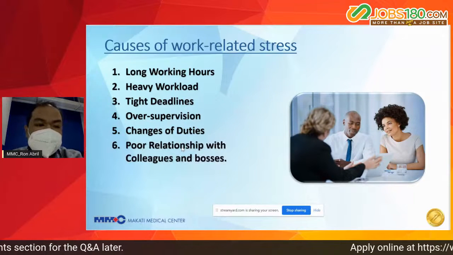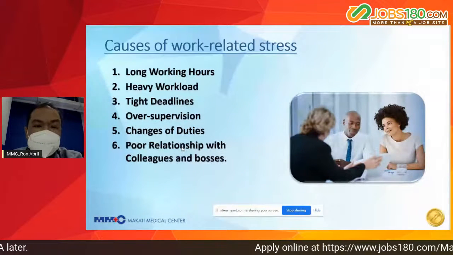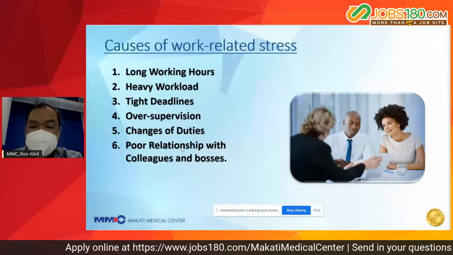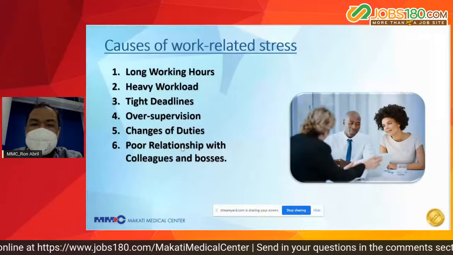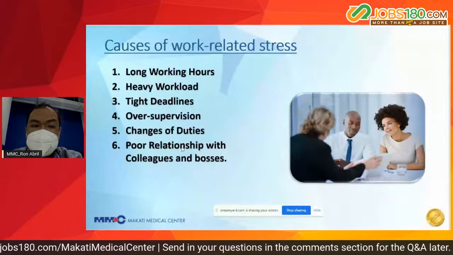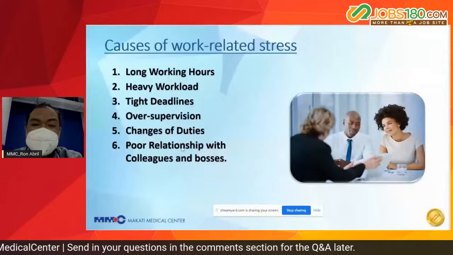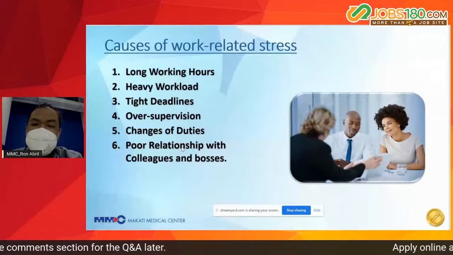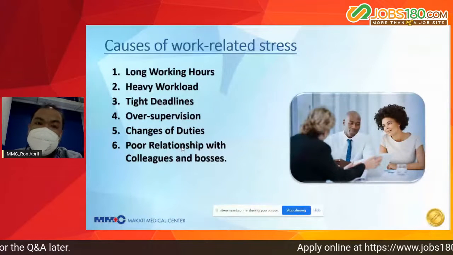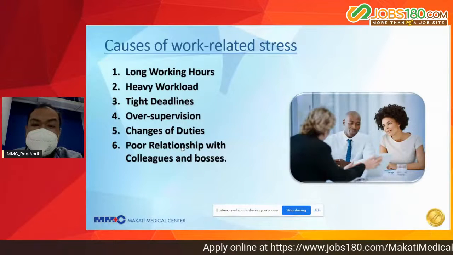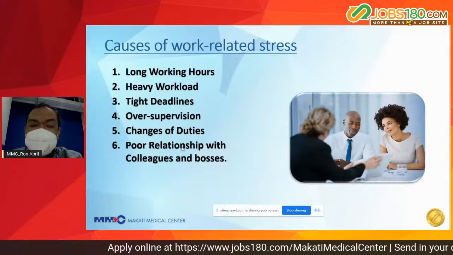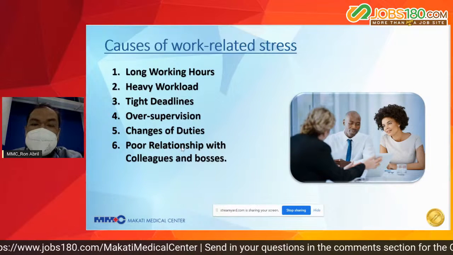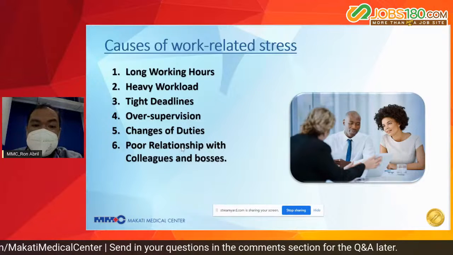So number 6, this is one of the common reasons, poor relationship with colleagues and bosses. So meaning kapag medyo toxic yung environment na ginagalawan natin sa company, hindi okay yung relationship mo sa manager mo or sa mga ka-workmates mo, nag-iiwasan kayo, nagpaplastikan or nagsisiraan kayo. So backstabbing, yan yung isa sa mga pinaka stressful na nangyayari sa paligid ng isang employee.